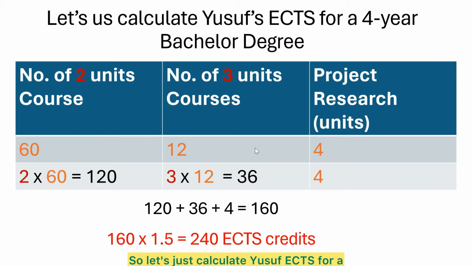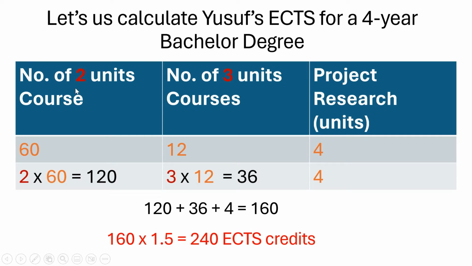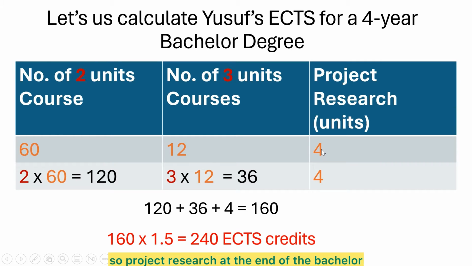So let's calculate Yusuf's ECTS for a 4 year bachelor degree. Let's assume Yusuf studied for a bachelor degree for 4 years, and Yusuf took 2 unit courses. The number of 2 unit courses Yusuf took during his bachelor degree for the whole 4 year program, 100 level, 200 level, 300 level, and 400 level, was 60. Yusuf took 12 3 unit courses and one project, which is 4 units. The project is a 4 unit course, the research project at the end of the bachelor degree.